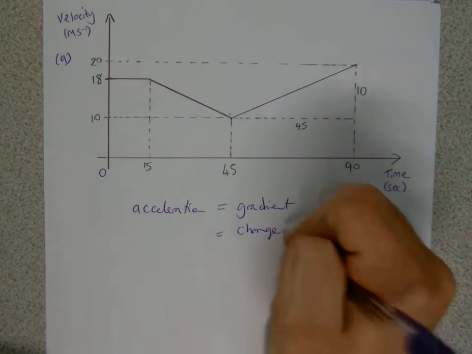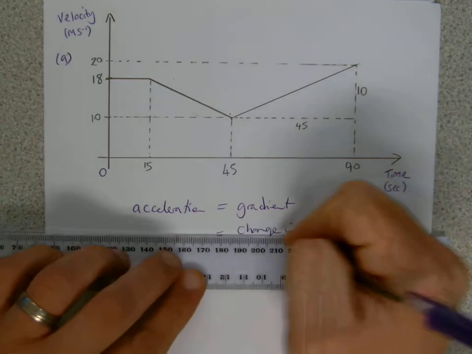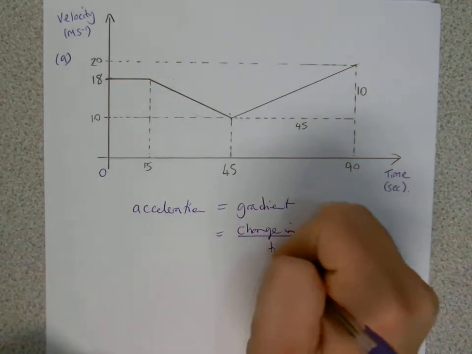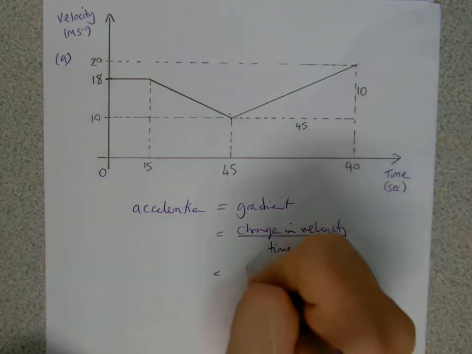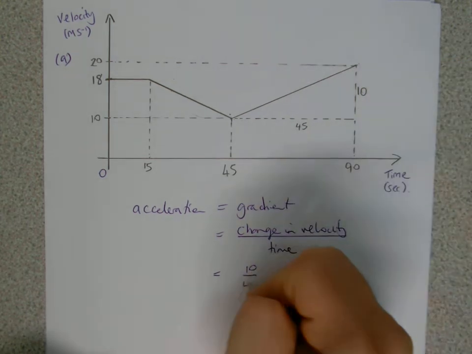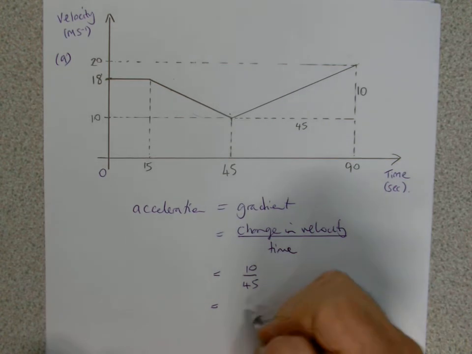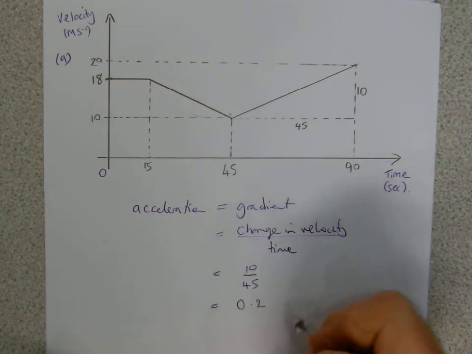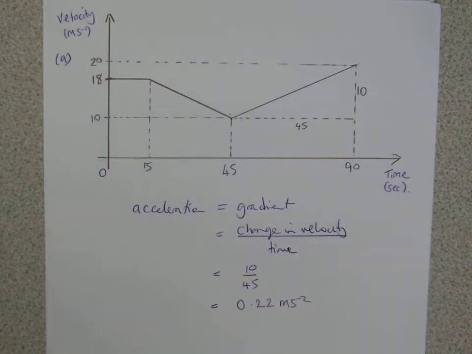So acceleration, the gradient, which is the change in velocity divided by the change in time. So the change in velocity, as I said, will be 20 take away 10, which is 10, divided by the time, which is 45. So you work that out, then you get, of course, our answer, which is 0.2. We go for two decimal places. It's 0.2 recurring, but we'll do two decimal places, 0.22, meters per second squared. All right, so we've done that there.